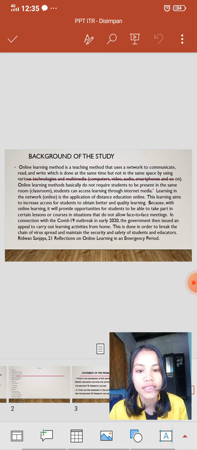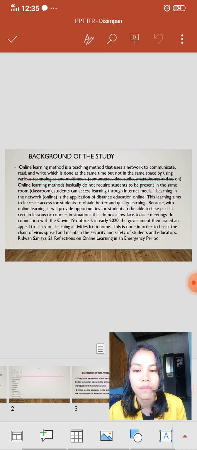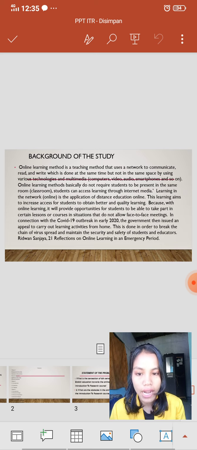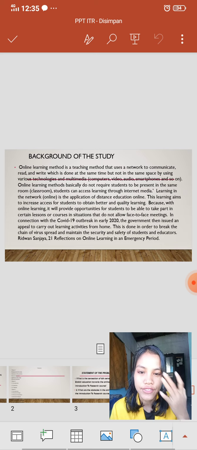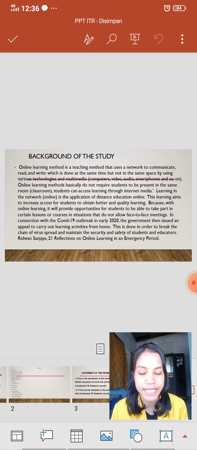This learning aims to increase access for students to obtain better and quality learning. Because with online learning, it will provide opportunities for students to take part in certain lessons or courses in a situation that does not allow face-to-face meetings.